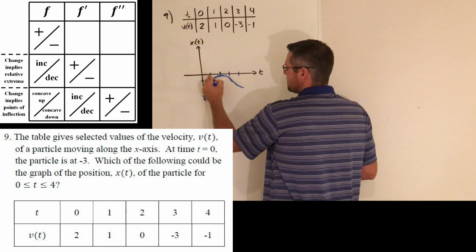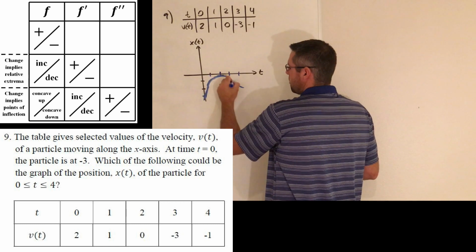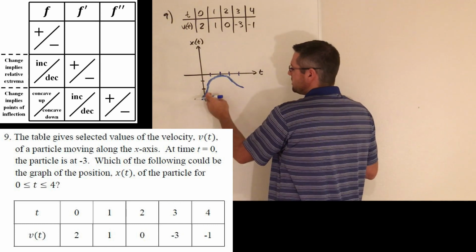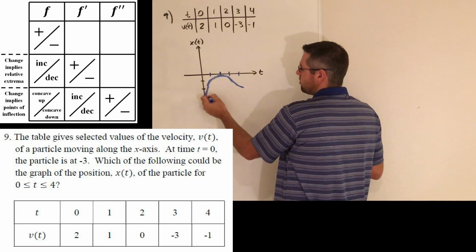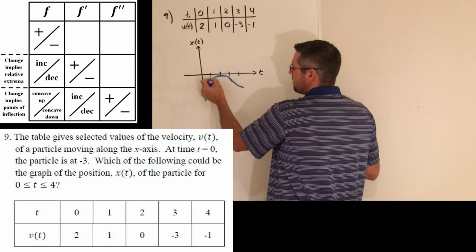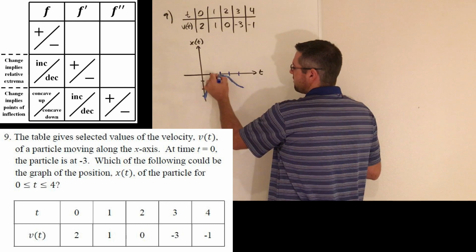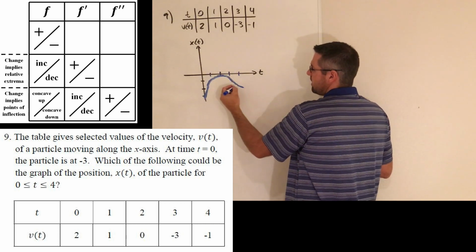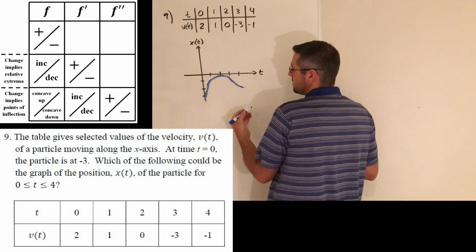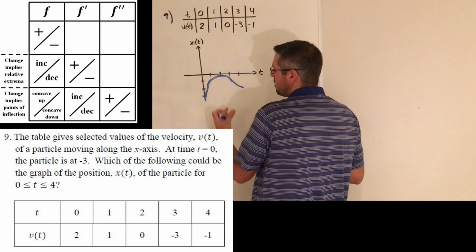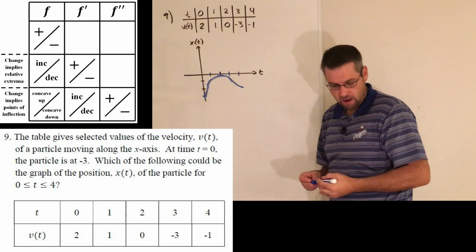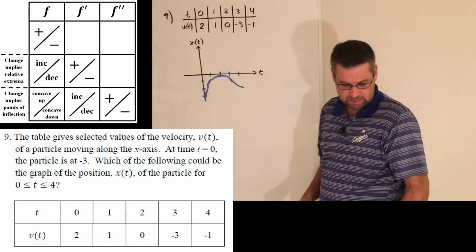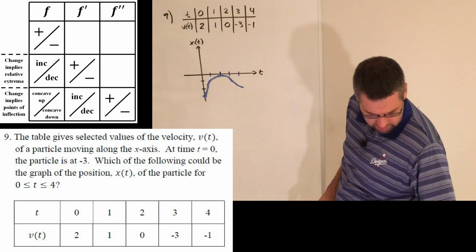Now this is not perfect in any way, but when we're looking at a list of options, you should see a steeper slope at 0 than at 1, and then it should kind of flatten out at 2, then it should go really negative, it should be decreasing a lot, and then kind of not, still decreasing but not as much. So if you have a graph that looks something along this line, that would be the graph of the position given certain values of the velocity. So that's a look at number 9.